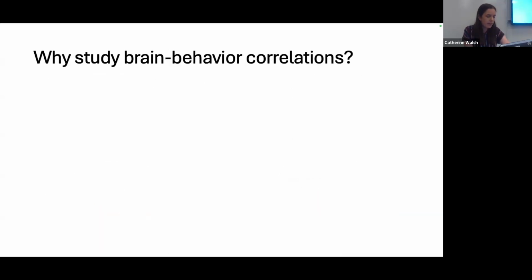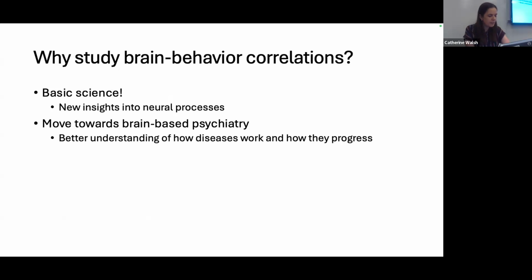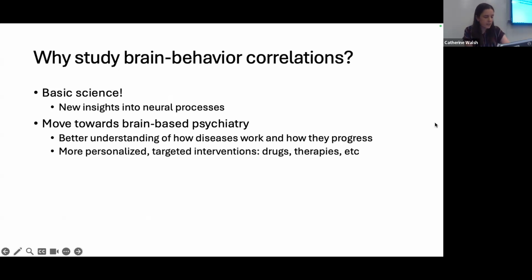So taking a step back just to review why we might care about brain behavior correlations. So things like basic science, where we get new insights into neural processes and a move towards brain-based psychiatry. And this might give us a better understanding about how diseases work, how they progress, and help us give more personalized targeted interventions, drugs, therapies, and so on and so forth.